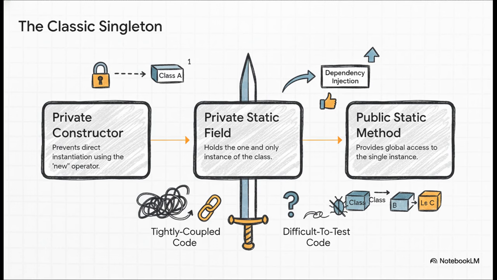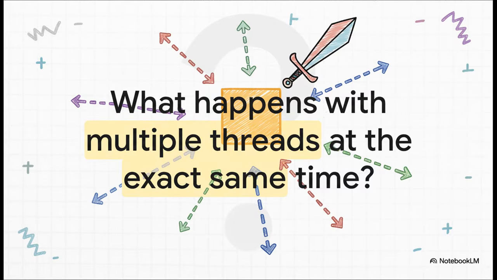And finally, you create a public static method, usually called getInstance, that everyone has to go through. This method checks if the instance has been created yet. If not, it creates it. If it has, it just returns the existing one. This whole approach is called lazy initialization, because we don't bother creating the object until the very first time someone actually asks for it.